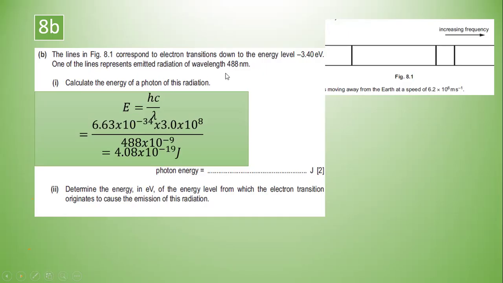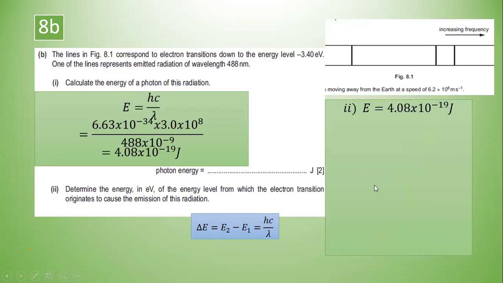This radiation. Determine the energy in electron volt of the energy level from which the electron transition originates, causing the emission of radiation. Basically, we are just using this formula. Higher energy level minus lower energy level, we can change to hc over lambda. So we have calculated this one as your E. So we want to calculate delta E. Okay, that's your E.